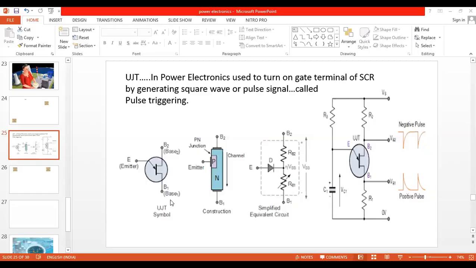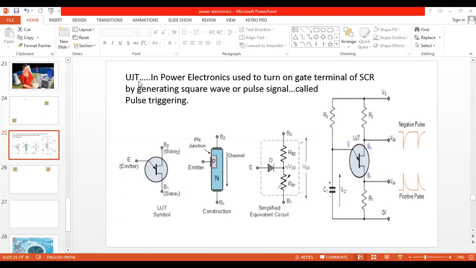So as per the syllabus, it was mentioned UJT. UJT you have already studied in, I think, EDC, but still we study it related to power electronics. So what is the use of the unijunction transistor? BJT is used for amplification. UJT is never used for amplifying a weak signal to a strong signal.